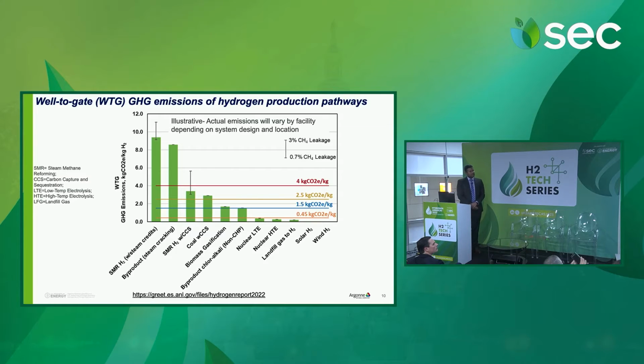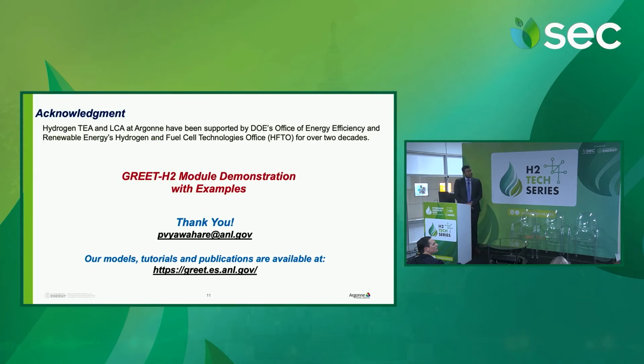So you can see from this figure that blue hydrogen and the electrolysis hydrogen, green or nuclear hydrogen, are eligible to qualify for certain IRA credits. With this, I would like to acknowledge DOE's Hydrogen and Fuel Cell Technologies Office for supporting us for over 2 decades. And I would like to demonstrate a few examples of the hydrogen module.